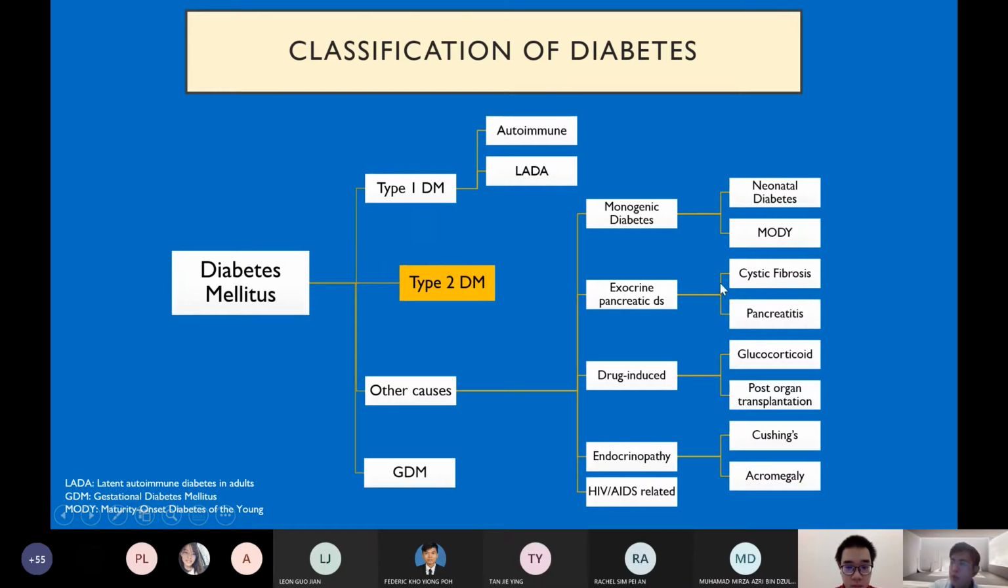Why is it important to diagnose MODY? Because MODY generally responds very well to your sulfonylureas, okay? A lot of times we see patients who have undiagnosed MODY and they are treated with very high dose insulin, but they do not respond very well to it. Once you start them on sulfonylurea, they respond very well, and the insulin requirement may actually reduce significantly. Yeah.